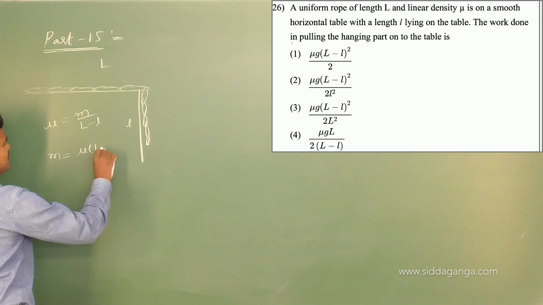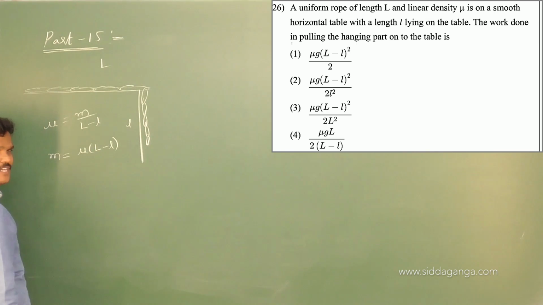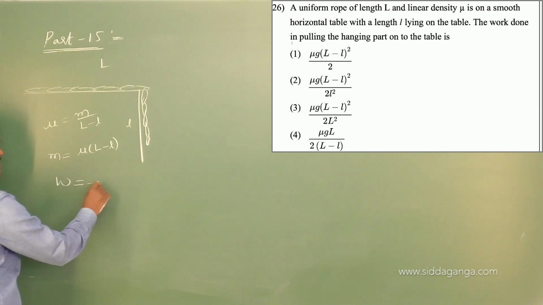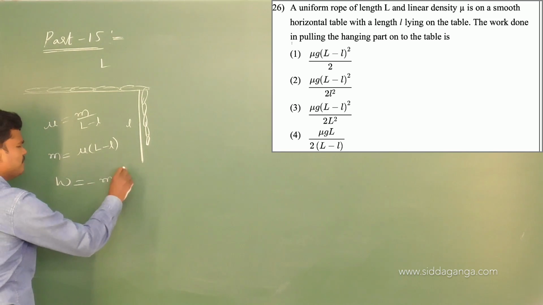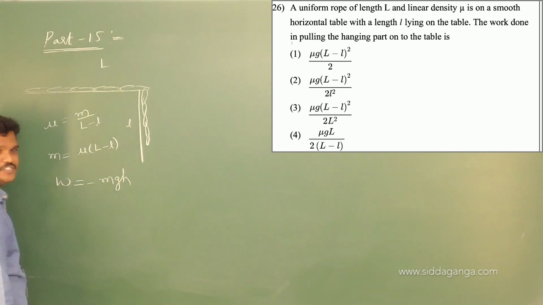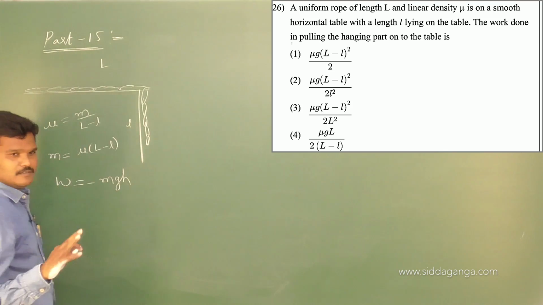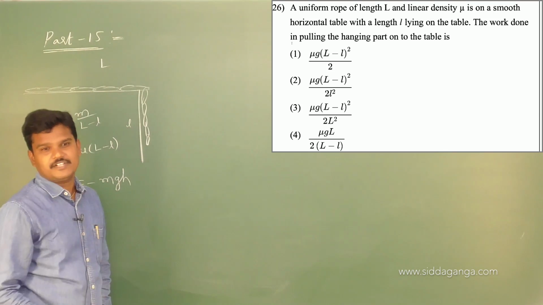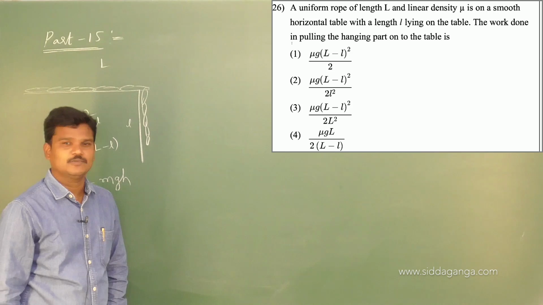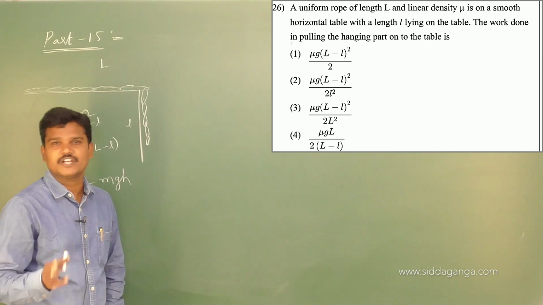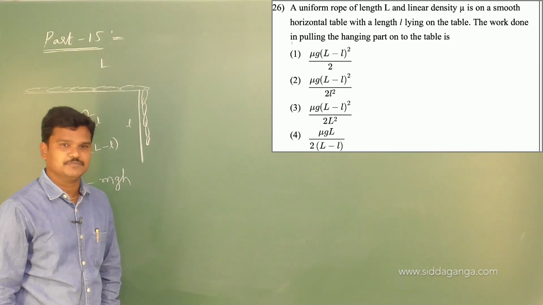Mass is mu into L minus l. The actual question is this, mu into L minus l. Anyhow, we know the work done in bringing the hanging part, the general formula is mgh. I hope you remember mgh. Why am I using a negative sign? Every work done, we are doing against gravity. Of course, in the options there is no negative. No need to worry. I told you already, if there is no negative, then you can go for the positive answer.